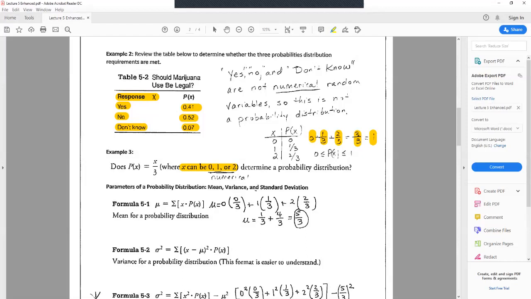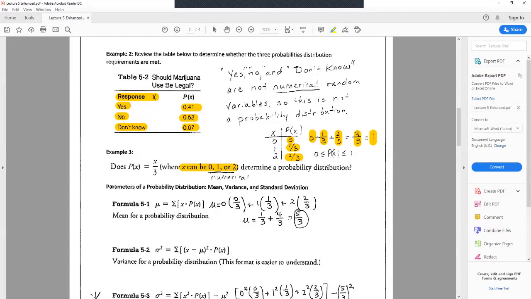And finally, we must check to verify that each probability is between 0 and 1 inclusive. Well, 0 is between 0 and 1 inclusive. 1/3 is between 0 and 1, and 2/3 is between 0 and 1. So this does represent a probability distribution.